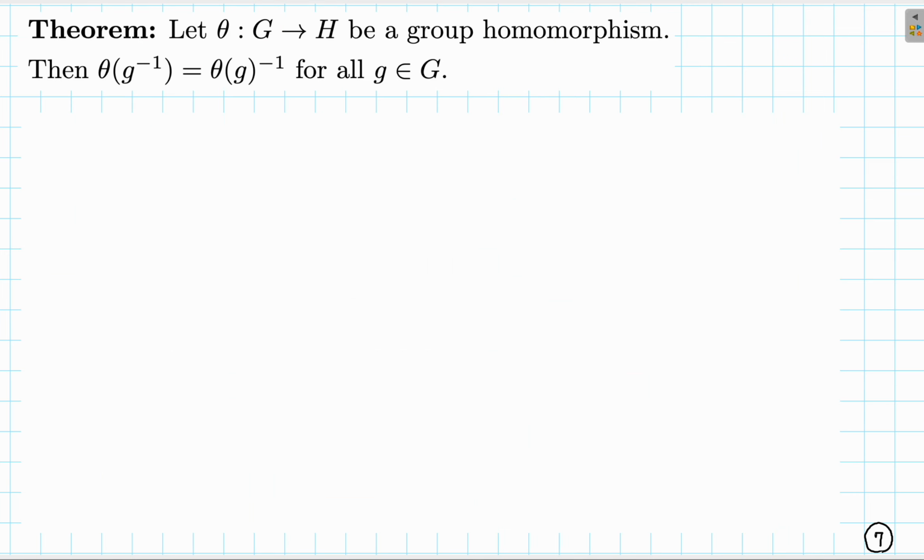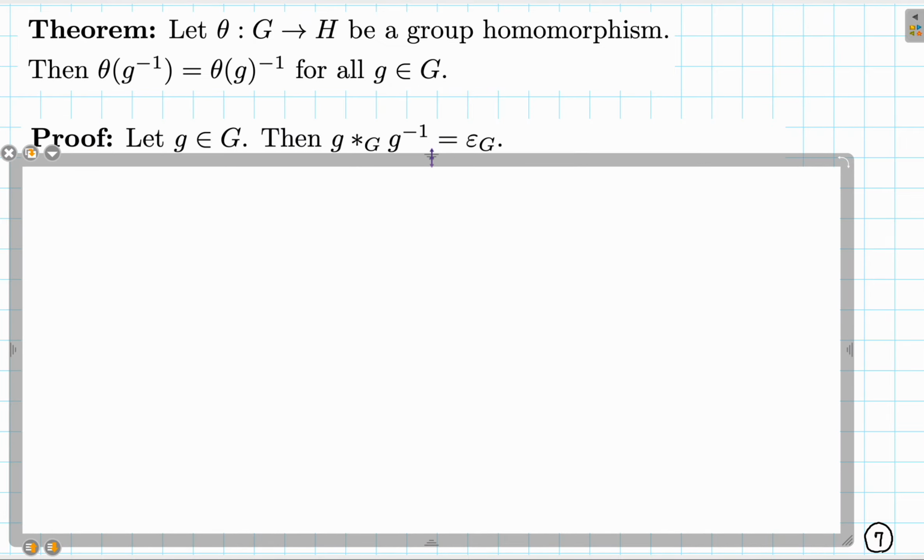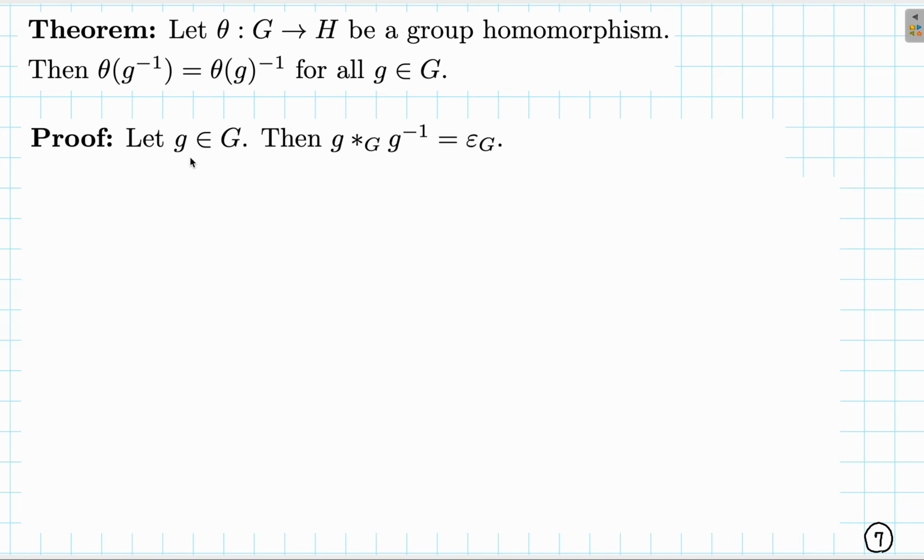Here's a general theorem. Let theta from G to H be a group homomorphism. Then theta of g inverse is equal to the inverse of theta of g for all elements little g in the group G. So our proof will very much resemble the calculations that we did with those matrices. And so let's see what we have. So we'll start with our element little g. Let little g be an element of our group G. Then we know that g times its inverse is the identity element.